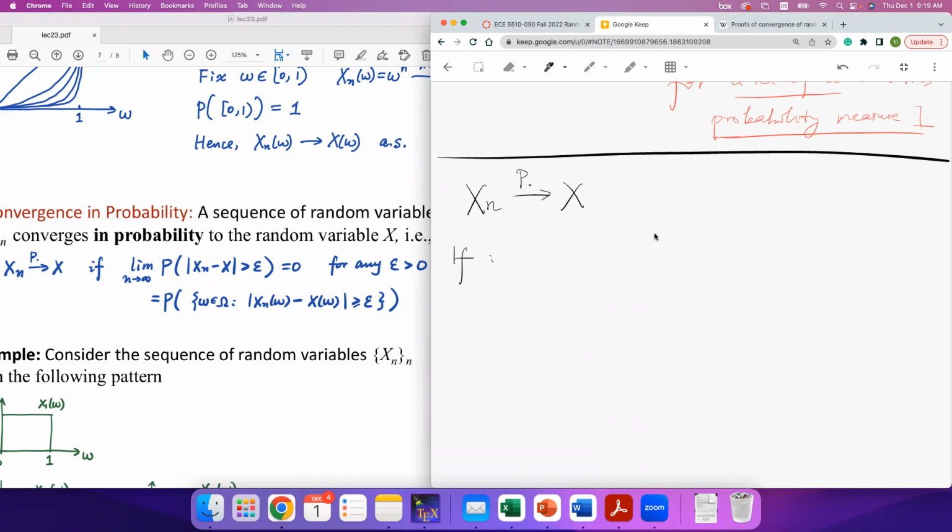Now, in this criterion, I'm going to fix any epsilon first. You fix an arbitrary epsilon. In fact, you can say you fix an arbitrarily small epsilon, because epsilon is always going to be set to be very small. Fix any arbitrary epsilon, and we look at this event. We look at the set of outcomes where the realization of Xn, the nth random variable, deviates from the realization of the random variable X, and the deviation is bigger than or equal to epsilon.